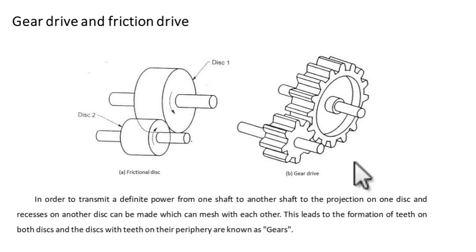So what we say here, projection, that means the protruded part is projection, and the empty part, the grooves, are recesses, and the combination of this is gear, the gear mechanism.